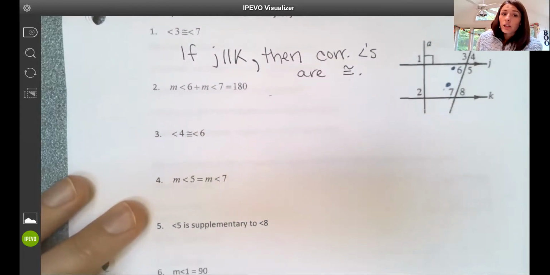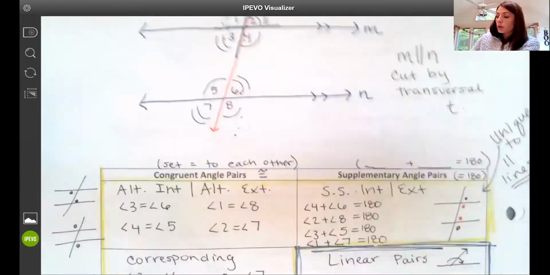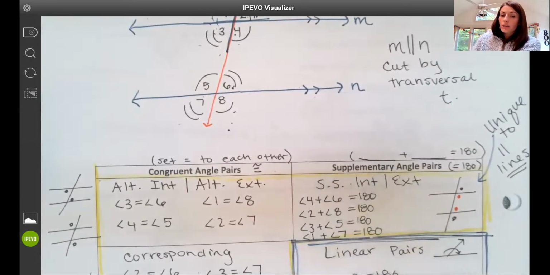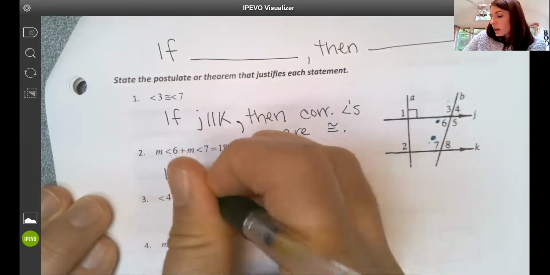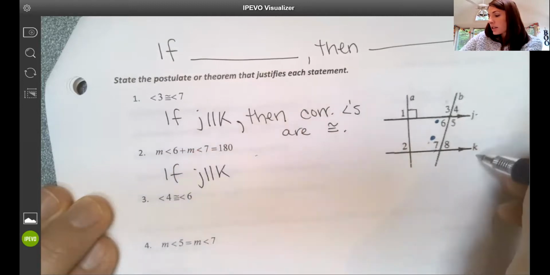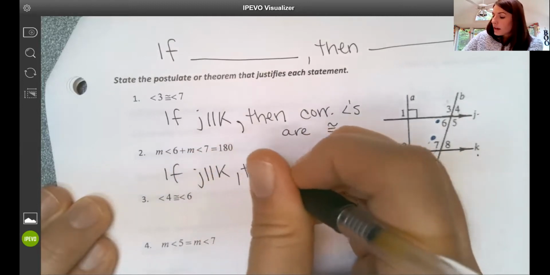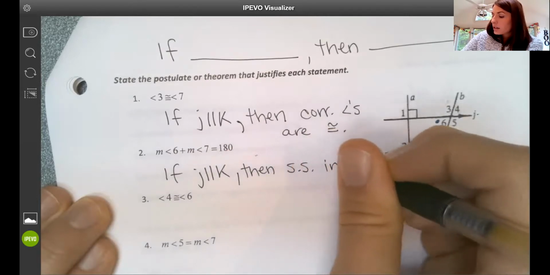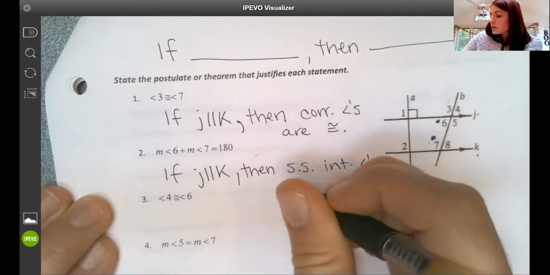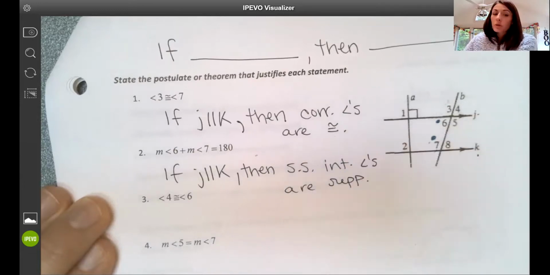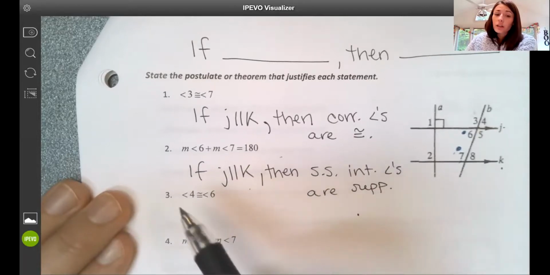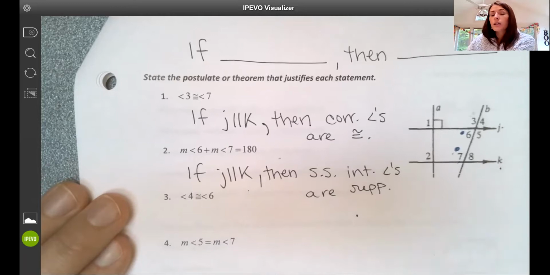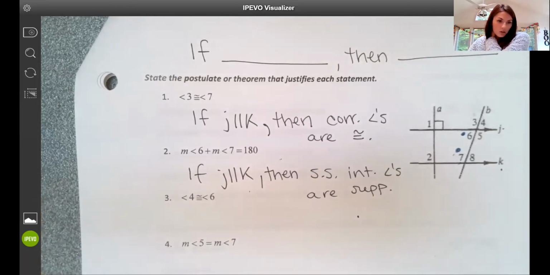Same side interior. Looking at my table, same side interior angles are supplementary when lines are parallel. So my statement is: if J is parallel to K, then my same side interior angles are supplementary. If this, then that. You could write all the words out if you wanted to: if J and K are parallel, then same side interior angles are supplementary. I just like to shorthand it, save myself some time.